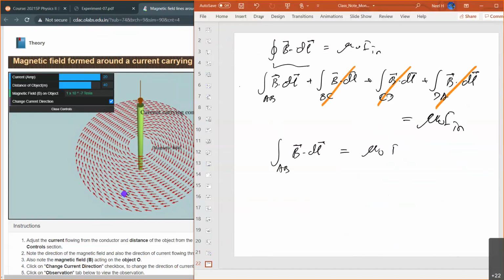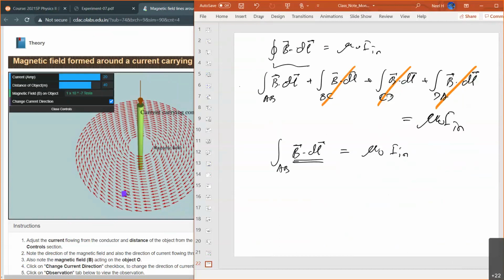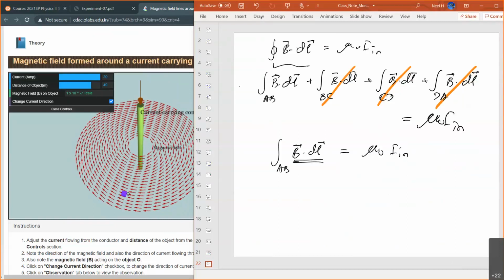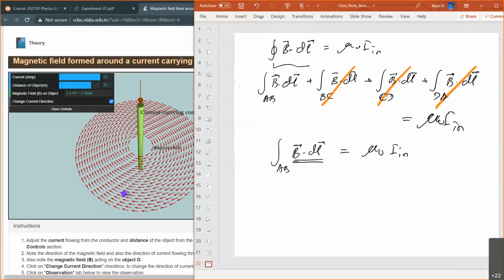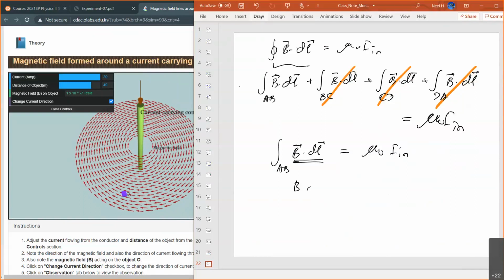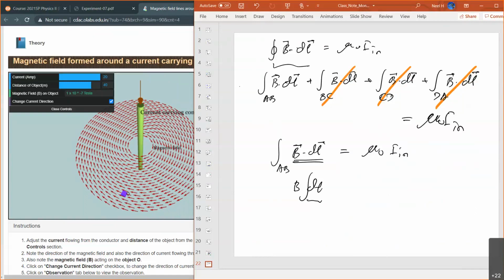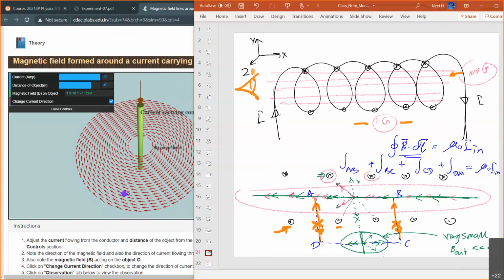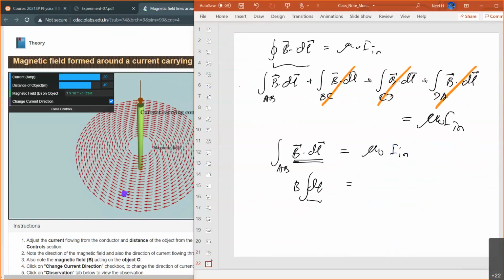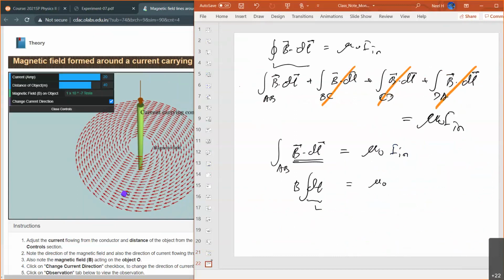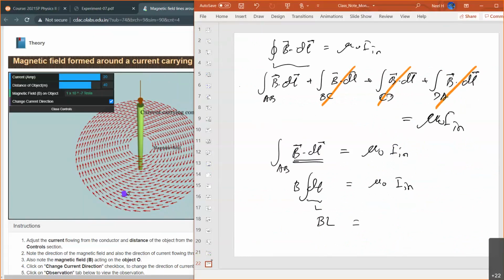mu 0 I enclosed. Now this part again, B and dl are in the same direction. You might get a negative sign if B and dl are in opposite directions, but we don't care about the negative sign. Magnitude-wise, we can just say B times integral dl. So the integral dl is going to be the length piece we are selecting right here. Let's say the length piece is L. So which means BL is equal to mu 0 times I enclosed.